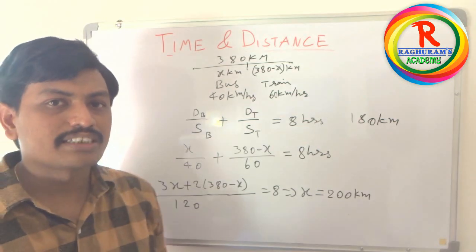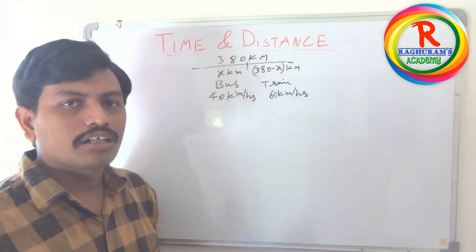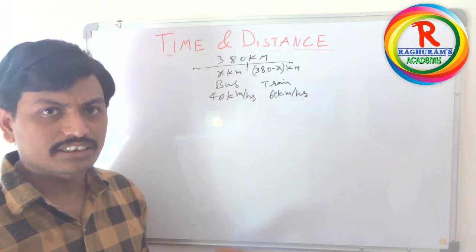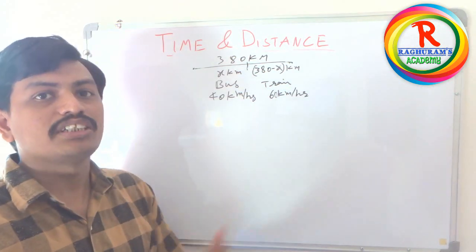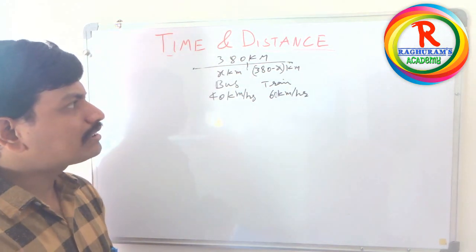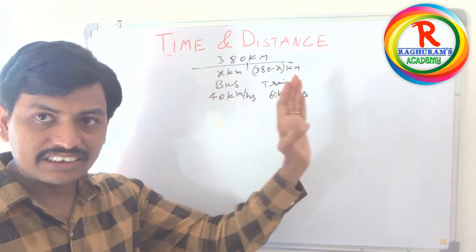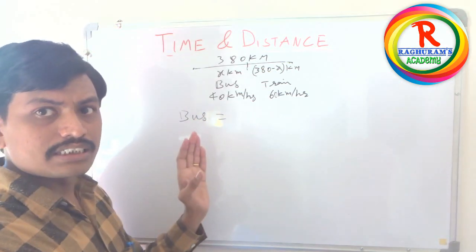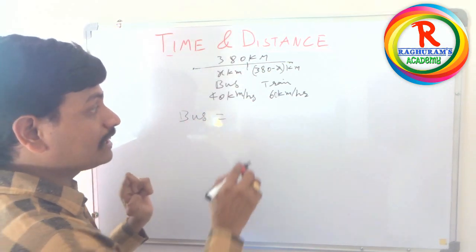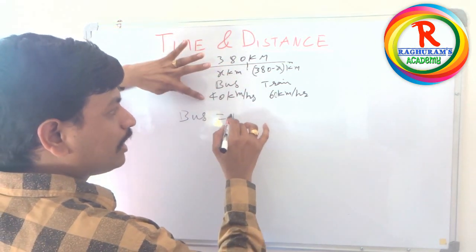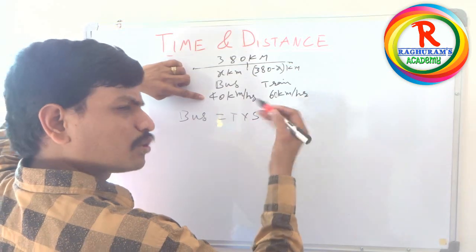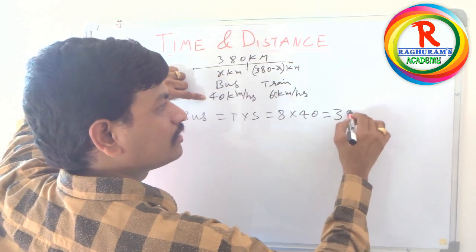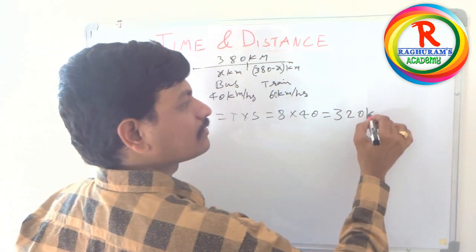Now let us see the shortcut, simple way to calculate, without using the normal equation. Suppose you have not got the idea of how to frame the equation. Suppose he traveled completely by bus. How many kilometers can he travel in 8 hours? Distance is equal to time into speed. Time is 8 hours, total by bus, into speed 40 kilometers per hour. 8 4s are 32, so that is 320 kilometers.